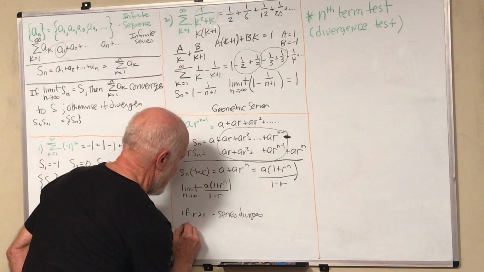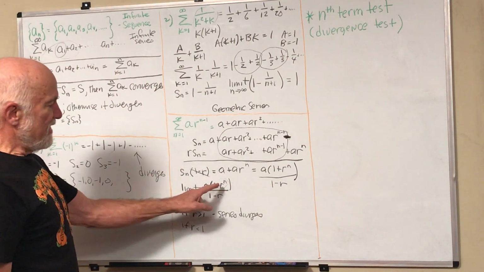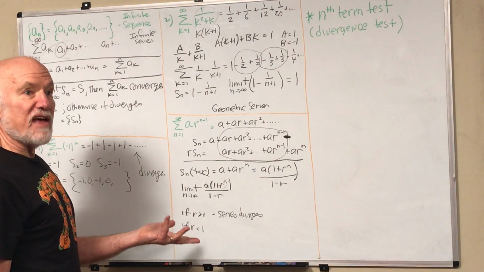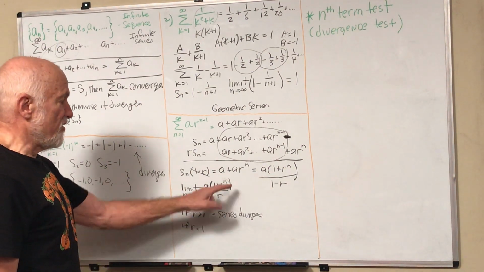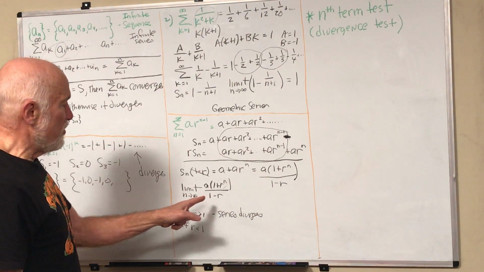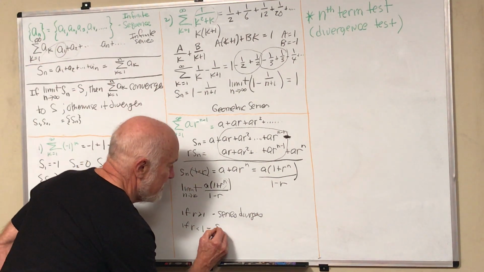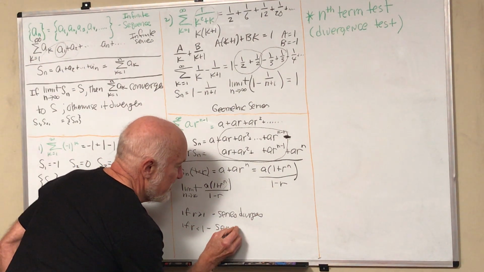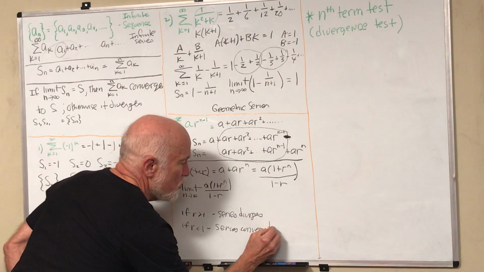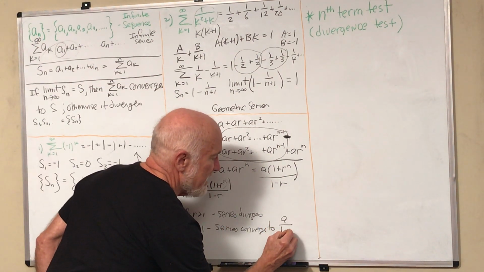But if r is less than 1, then you have a fraction to the nth power. As n approaches infinity, that's going to go to 0. So this is either going to go to infinity or it's going to go to 0. Well, if it goes to 0, what's left? a over 1 minus r. The series converges to, and we even know what it converges to, a over 1 minus r.